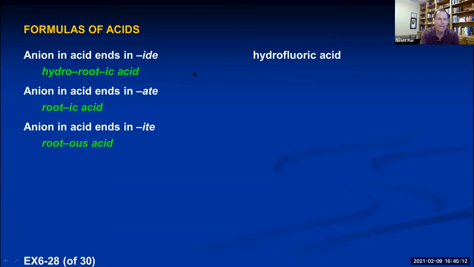So with the ic and the hydro, where's ic and hydro here? Here it is, hydro and ic. So what does that mean the hydrogen's bonded to? It's bonded to an ion that ends in IDE. So the hydrogen must be bonded to fluoride. So you would think in your head, this is hydrogen fluoride, okay?